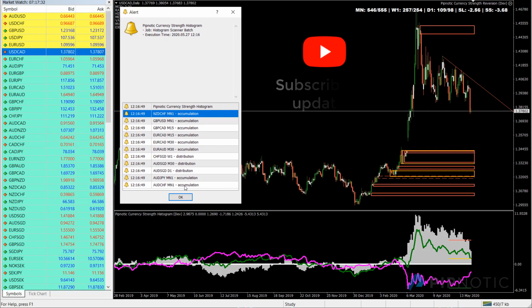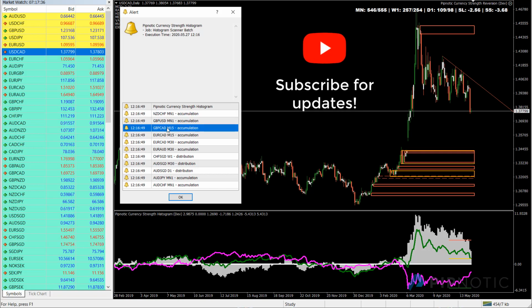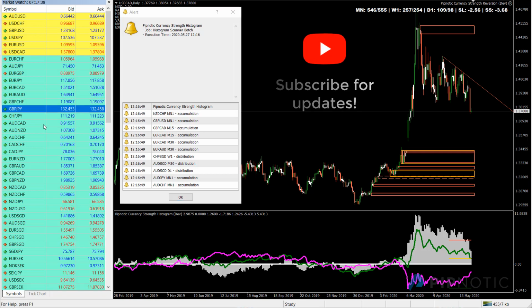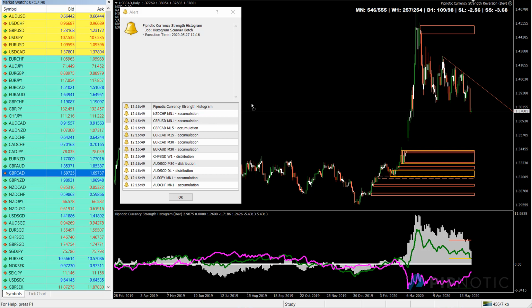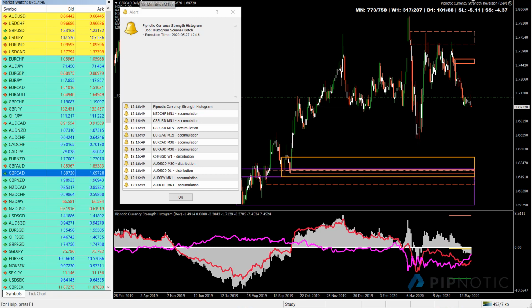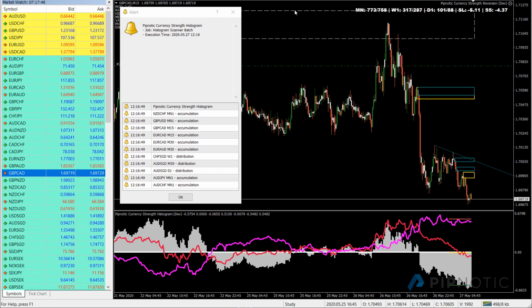So first of all, let's start with a smaller time frame. So let's go to the 15-minute chart, the pound CAD. Where do we have the pound CAD? The pound CAD is here. So this is accumulation. So this is going to be low on the 15-minute chart and looking to move higher.